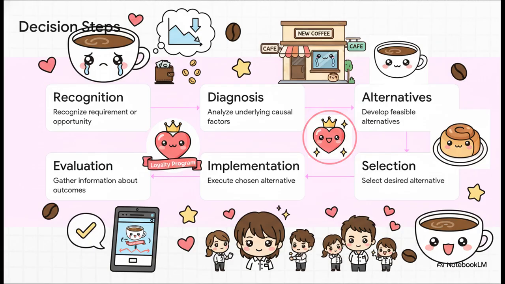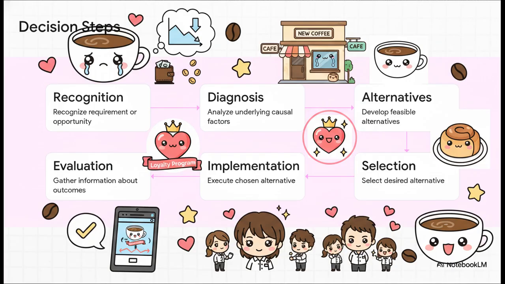Step 1, recognition of requirement. You acknowledge the drop in revenue because you diligently looked at your point of sale software data. You see the problem. Step 2, diagnosis and analysis. Now you need to know why this is happening. You interview a few regular customers, and you literally look out the window to see that a trendy new coffee shop has opened right down the street. Boom, diagnosis complete.